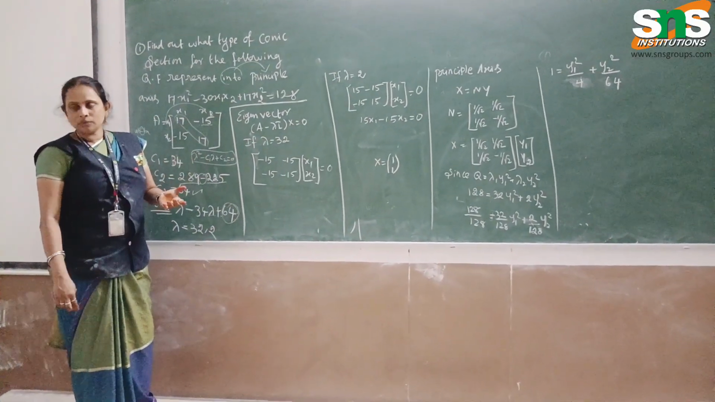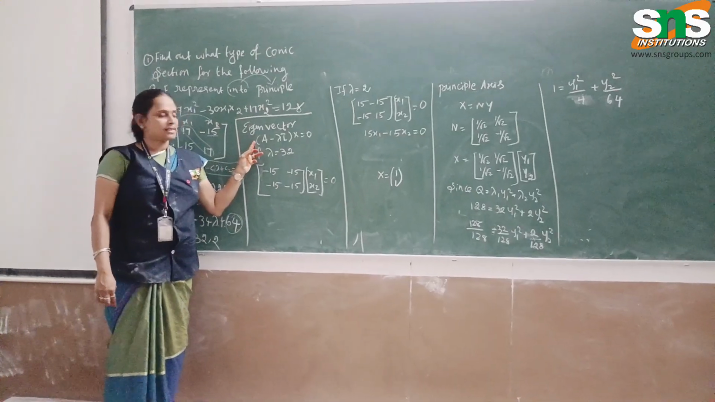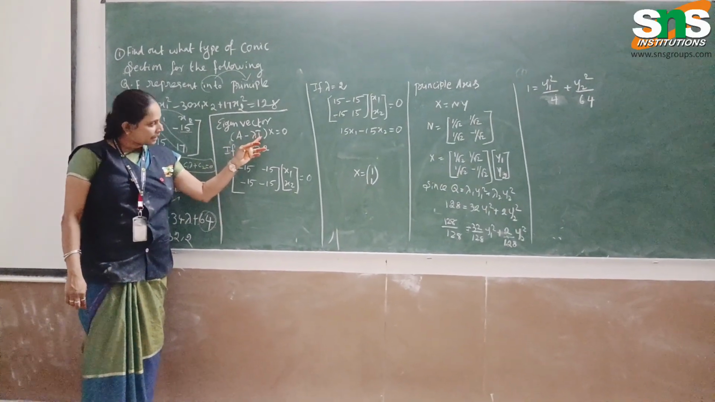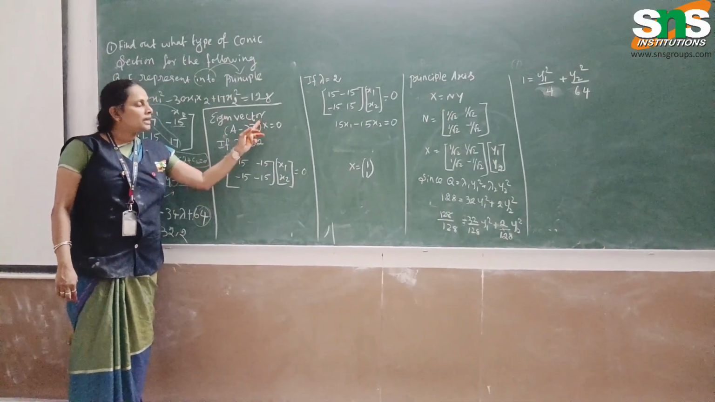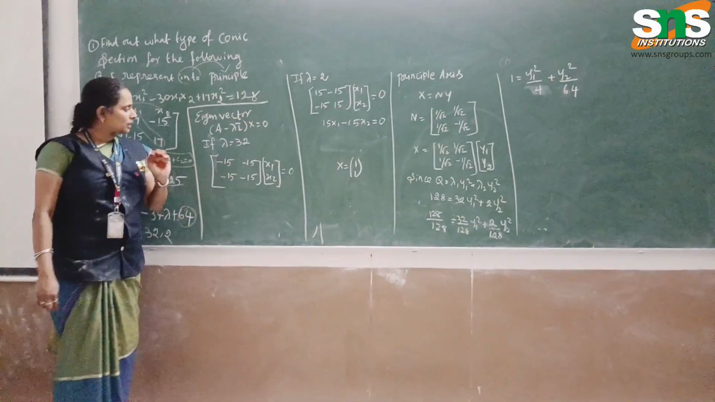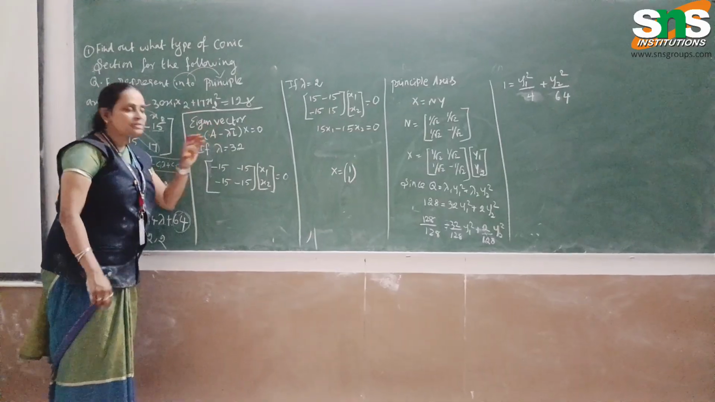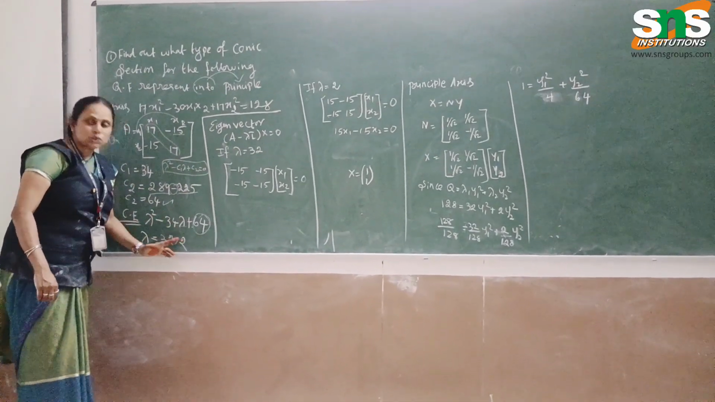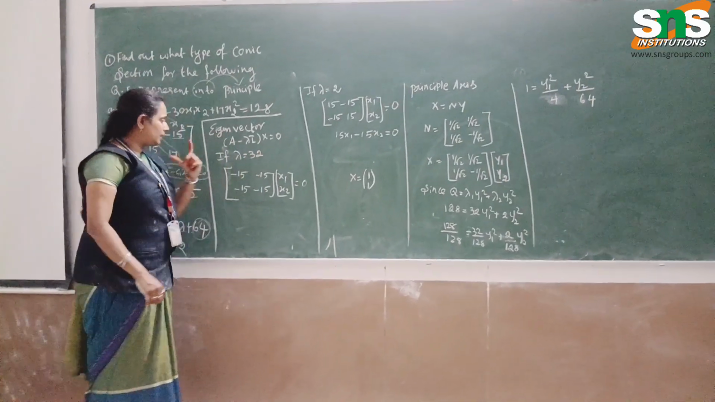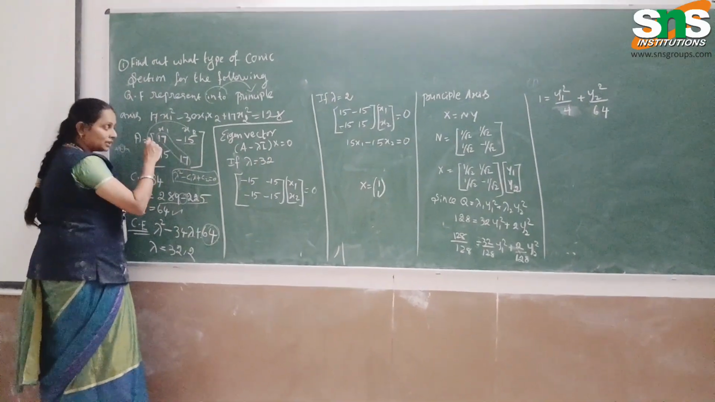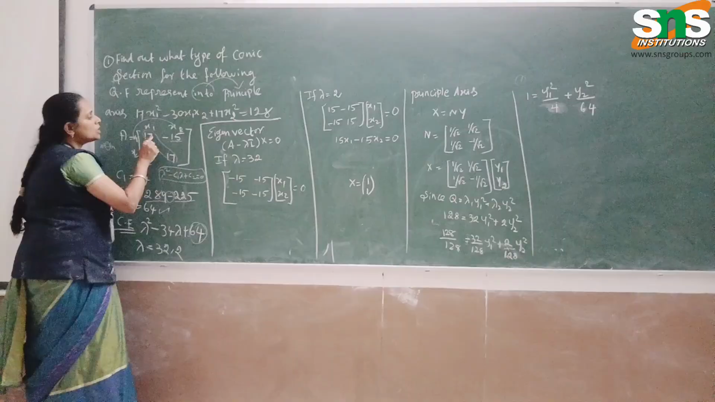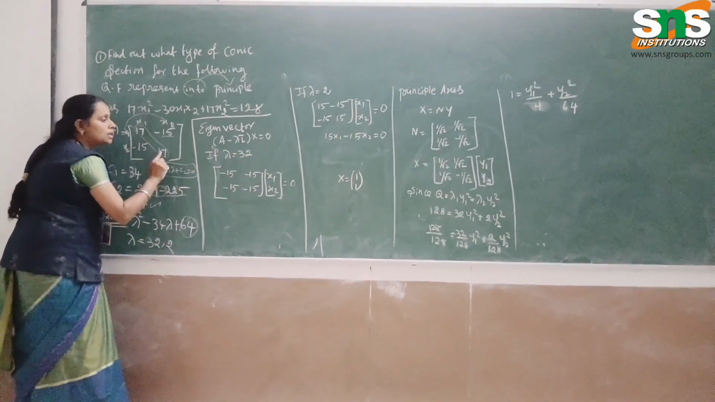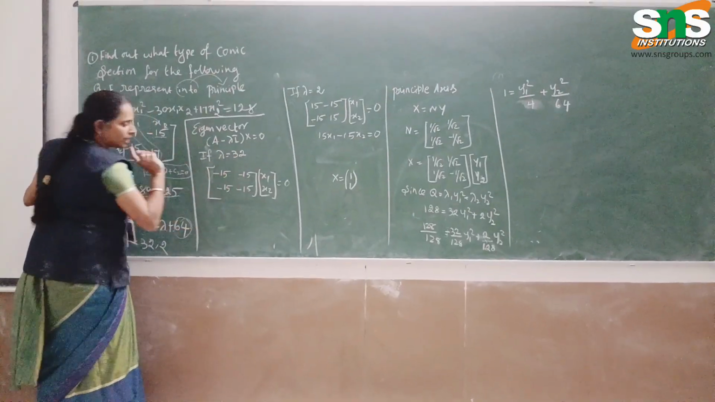What is the formula for the eigenvector? It is (A minus lambda I) x equal to 0, where x represents the eigenvector. In this matrix we subtract the eigenvalues, one is 2 and one is 32, only on the diagonal. So here 17 minus 32 is minus 15. Here also 17 minus 32 is minus 15.